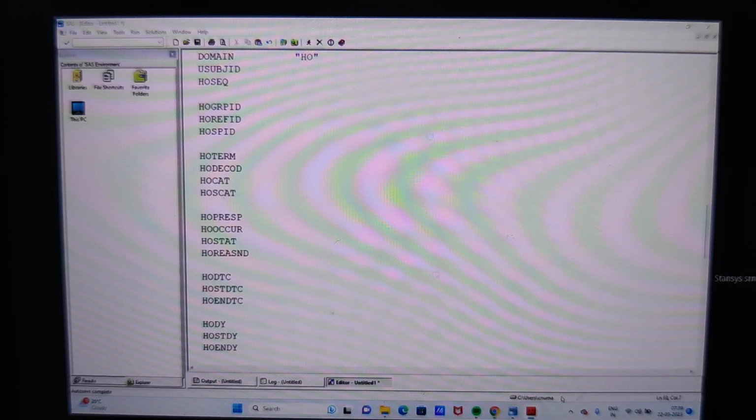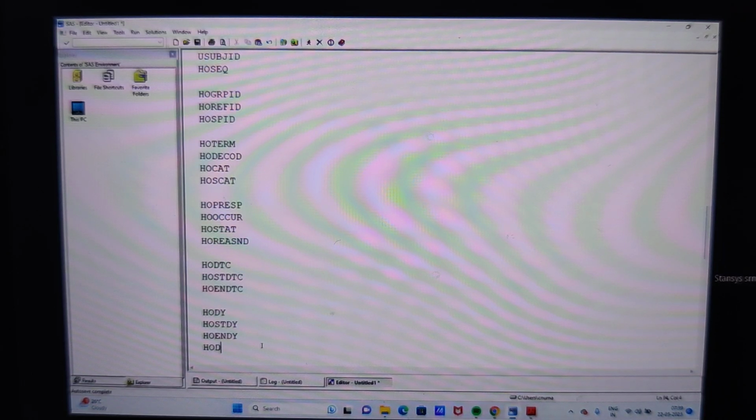So for all the three variables, if you want to derive them, we need to have RFSTDTC. For HODY, we should have RFSTDTC and HODTC. For HOSTDY, we should have RFSTDTC and HOSTDTC. For HOENDY, we should have RFSTDTC and HOENDTC. And then finally, we are going to have HO situation.